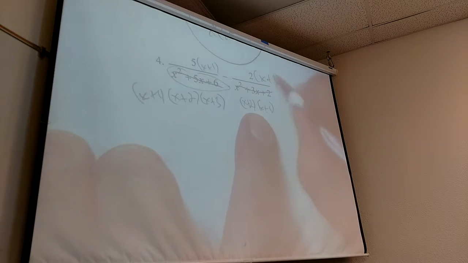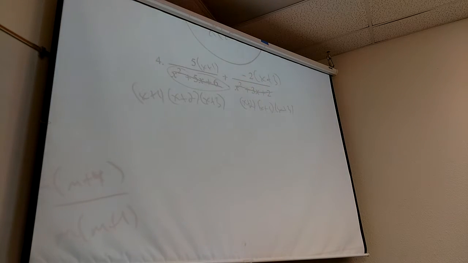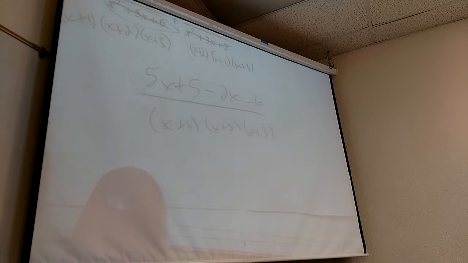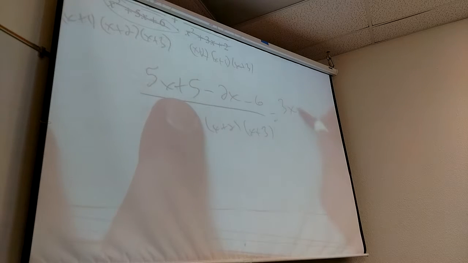x plus 3. And I can do the same thing, that little plus negative, so I don't forget to distribute that. So what do I get on the top? I get 5x plus 5 minus 2x minus 6 all over x plus 1, x plus 2, x plus 3. So then on the top, I just got to clean it up a little bit. I get 3x minus 1 over x plus 1, x plus 2, x plus 3.